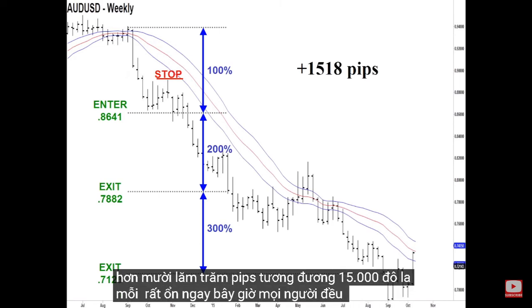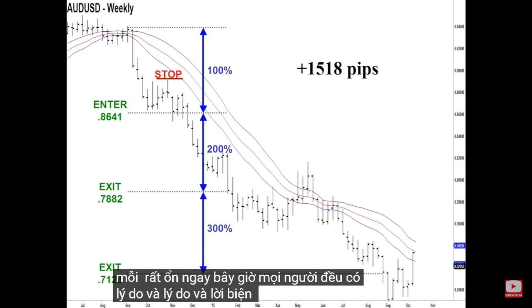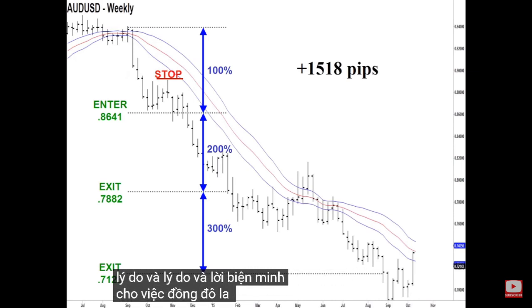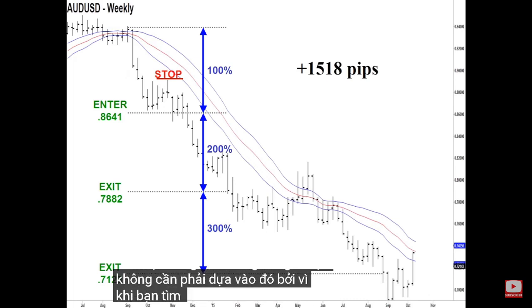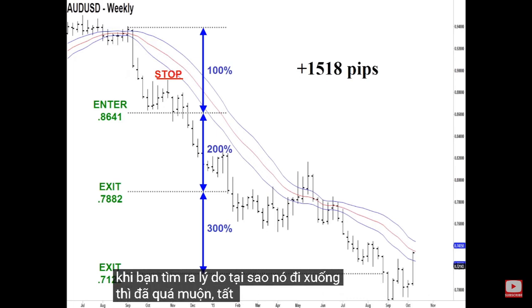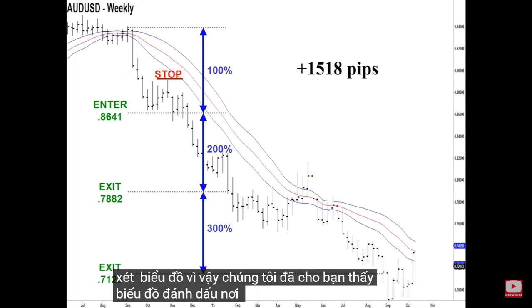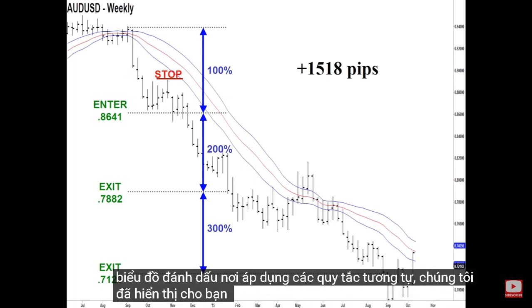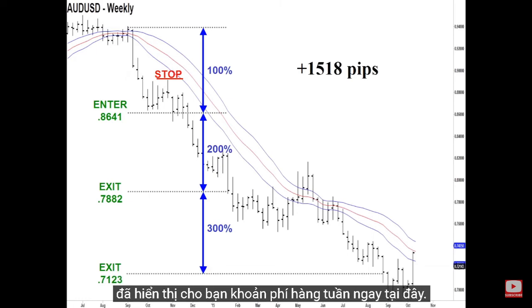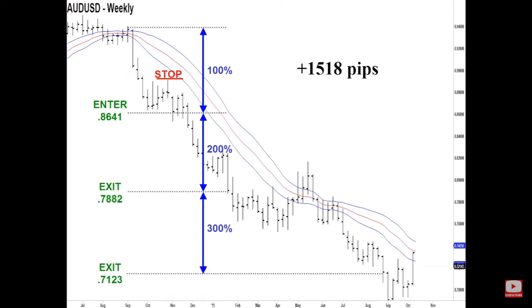Right now, everyone has an excuse and a reason and justification for the Australian dollar going down. You don't need to rely on that, because by the time you figure out why it went down, it's too late. All you have to do is look at the chart. So we showed you tick charts where the same rules apply. We showed you weekly charts right here. We showed you daily charts. We showed you commodities, currency pairs, Forex, stocks. This works on any market, any time frame, in any direction.